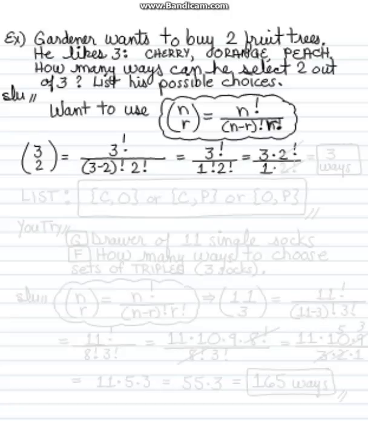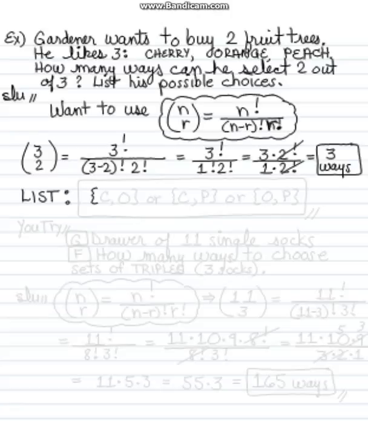And get your 3 times 2 factorial over 1 times 2 factorial. I changed 1 factorial to just 1 because that's what it's equal to. And now we're able to cancel the common factor of 2 factorial, and it leaves 3 over 1, which is 3. That means there are 3 ways for him to select 2 trees out of the choice of 3 different trees. Now we're going to list the different possible choices or arrangements.